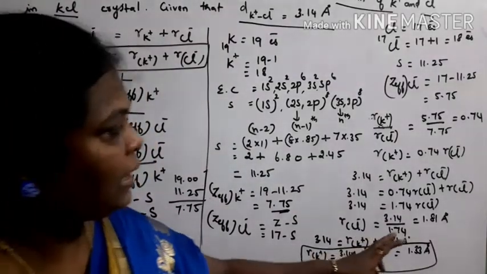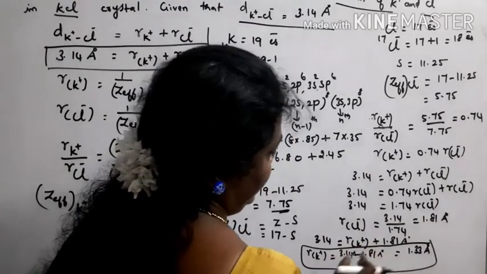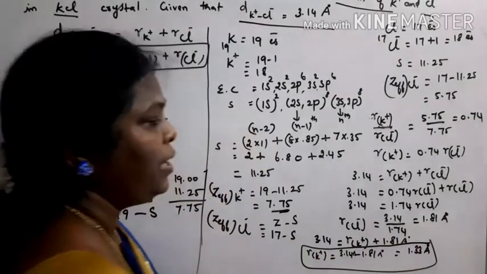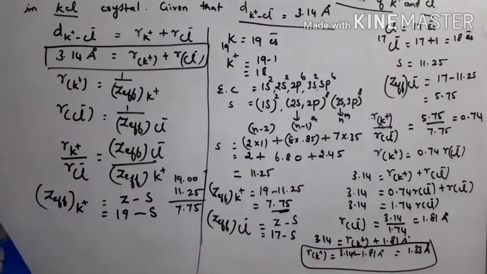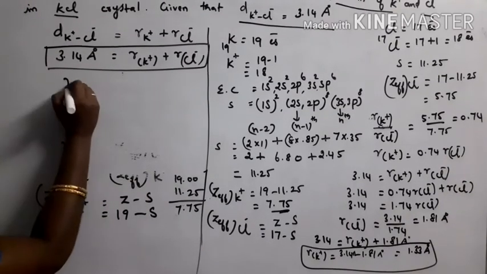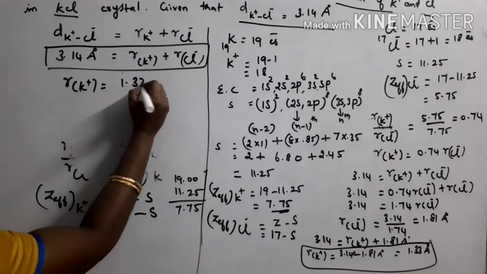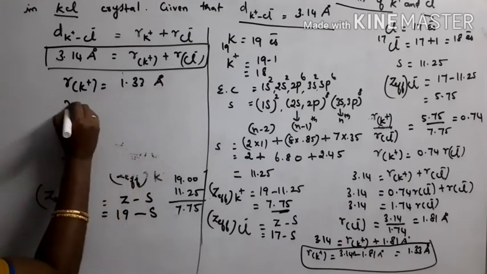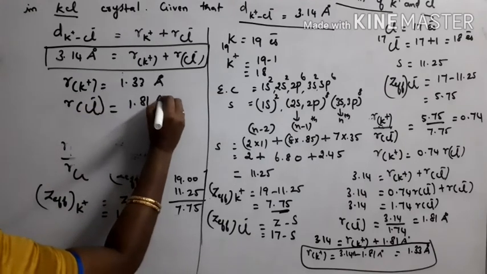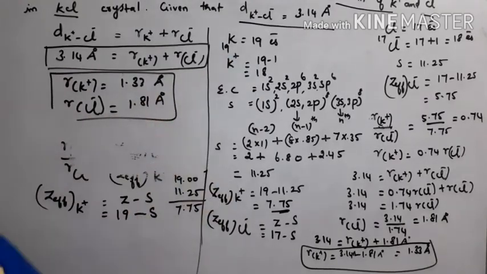So now we have calculated the radius of K plus as 1.33 Angstrom units and the radius of Cl minus as 1.81 Angstrom units. By using all these steps, we have calculated them.